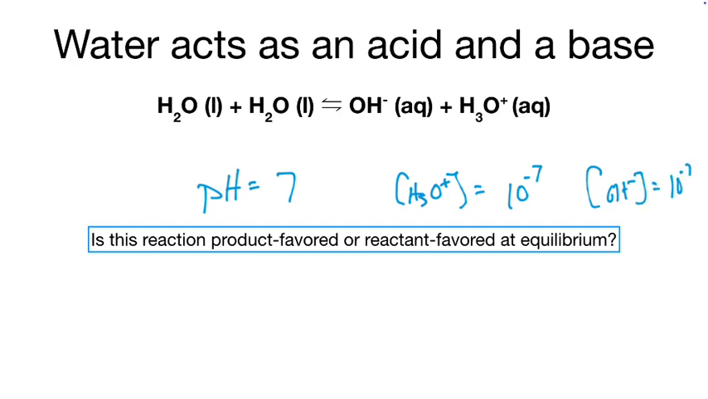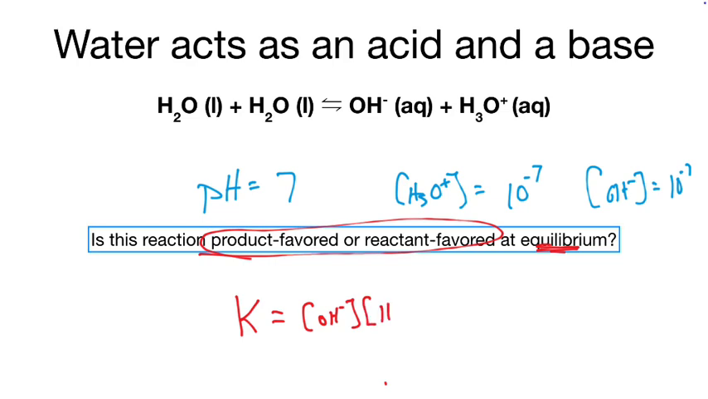And if I'm being asked about is this product favored or reactant favored at equilibrium, in particular, what am I asking about? What is the size of K? Well, how do I calculate K? Products over reactants. What are our products? The OH minus concentration and the H3O plus concentration. Over our reactants. What are our reactants? H2O. Okay, which I could go through and write twice, but I'm not going to write it twice.